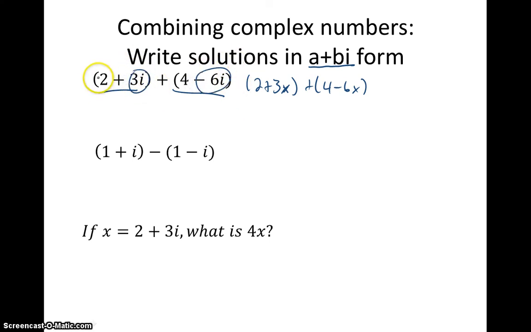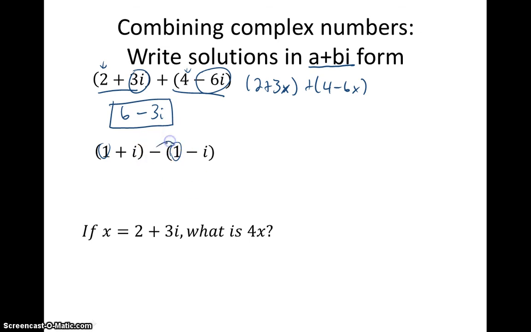All right? And these two are also like terms. So we have the real parts and the imaginary parts. So we're going to add the real parts. 2 plus 4 is 6. Then we have 3i minus 6i, which gives us a negative 3i. We notice that's written in a plus bi form. Now, the negative is okay, because that just means that the b is a negative number, so 6 minus 3i is okay.